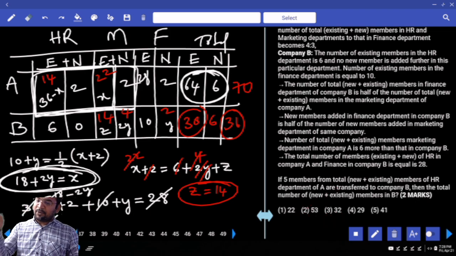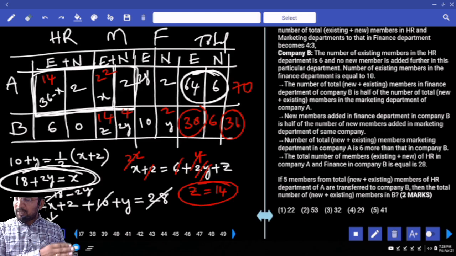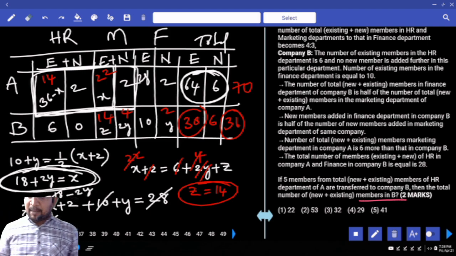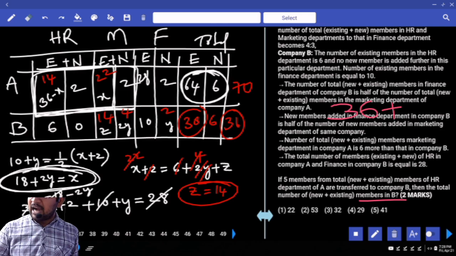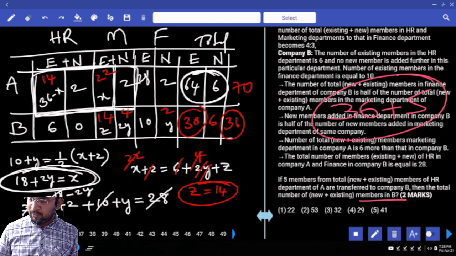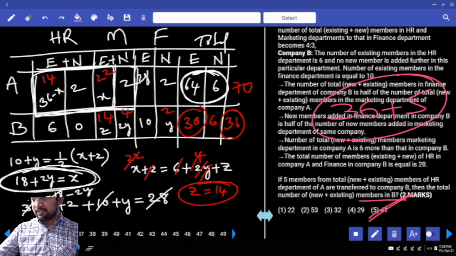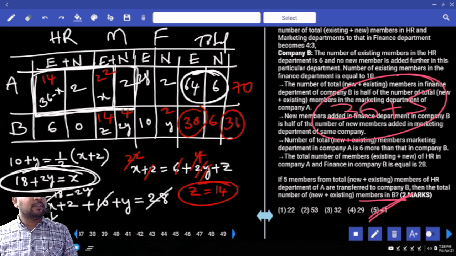If 5 members from the total members of the HR department of A are transferred to company B, then what is the total number of members in company B? Company B, previously it is what? 36, right? If you add 5, then the total members of company B is 41. Your answer is 41. If you transfer 5 members of company A to company B, then it becomes 41.